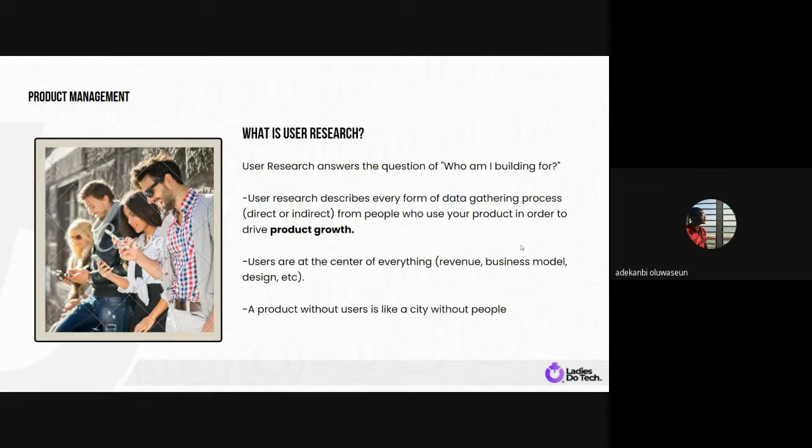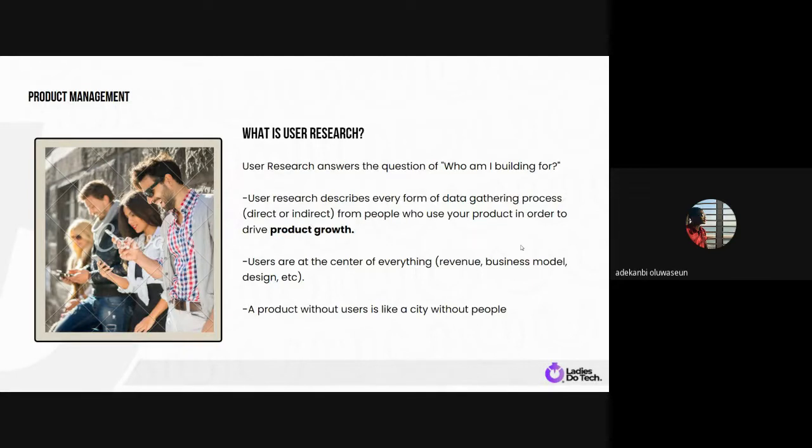So at the point of being interviewed in an organization, when they ask you what you understand by product growth, or how you are going to help their company grow, you need to emphasize that user research is one of the processes you'll be starting with to achieve that milestone. So don't forget that keyword, growth.